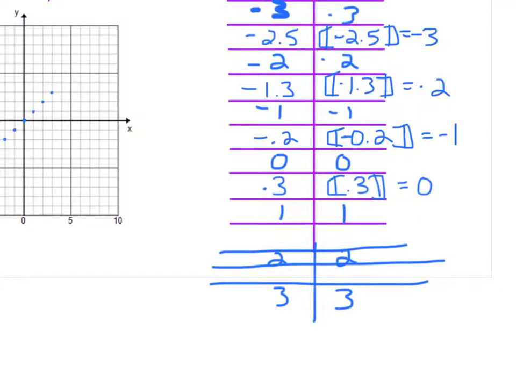And then between 1 and 2, like 1.7, is going to go to 1, and 2.3 is going to go down to 2. Okay, so now I know where they go in between the integers.